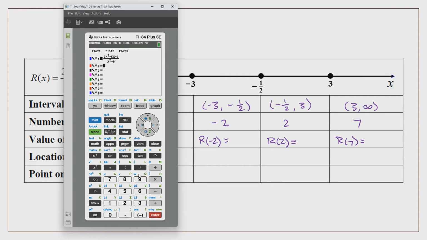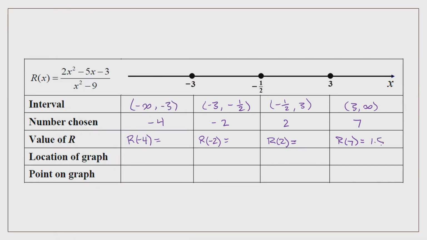Okay. Now I'm going to go to my table. Okay. And I want -4. I want -2. I want 2. Let's go down and see what that value is. I want 2 and I want 7. And that's 1.5. Okay. All right. So let's jot that down in our notes. So 1.5, 1, -3, and 7.